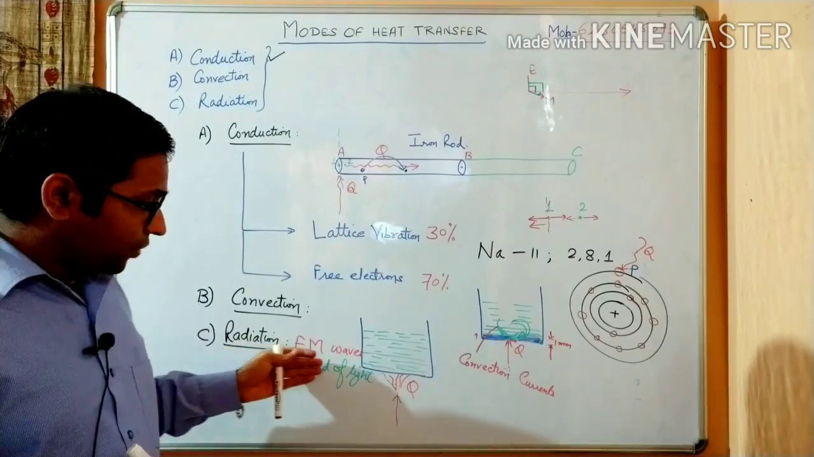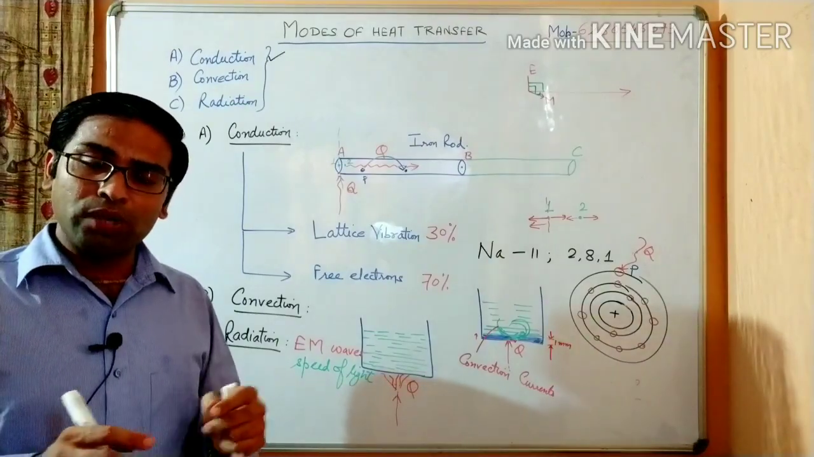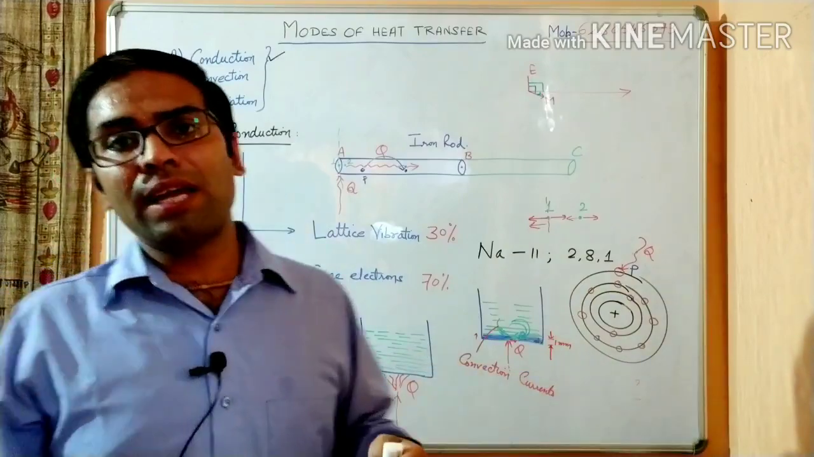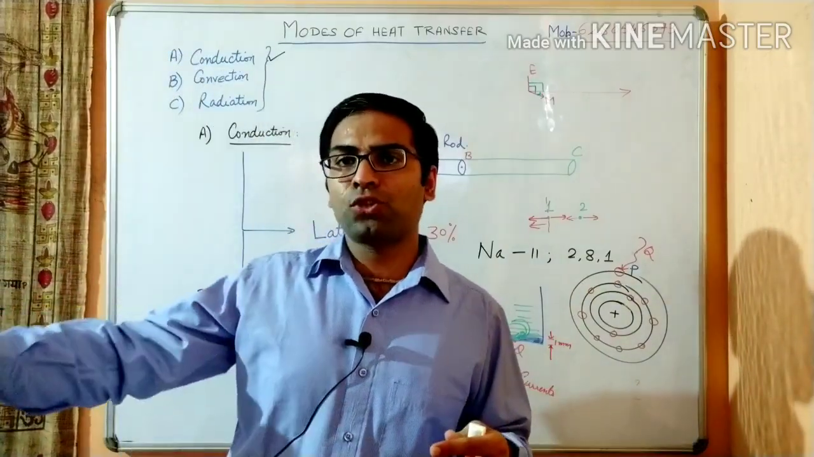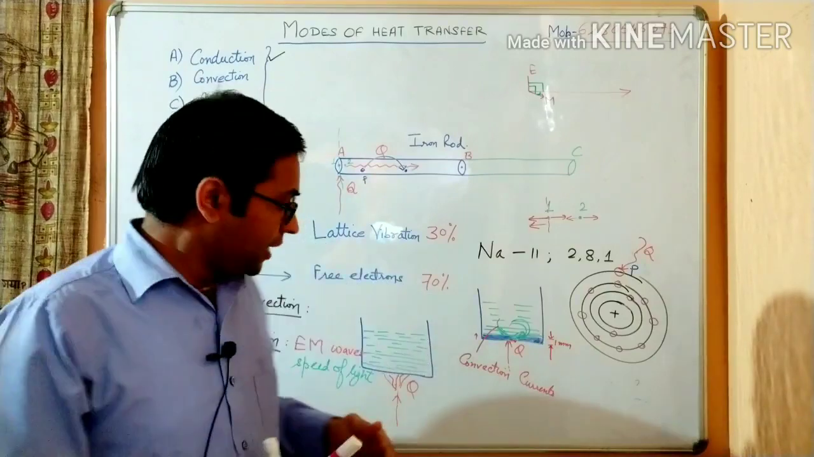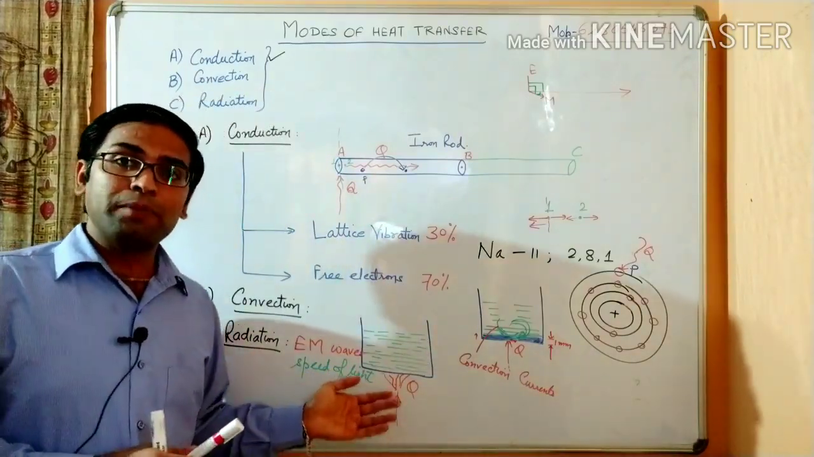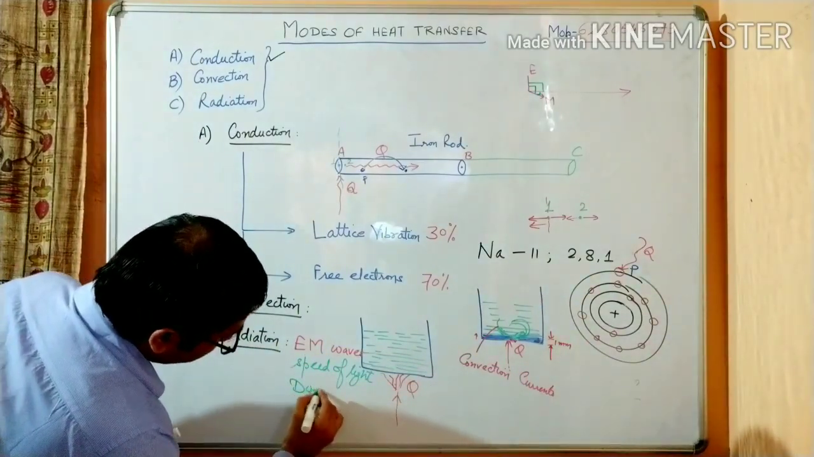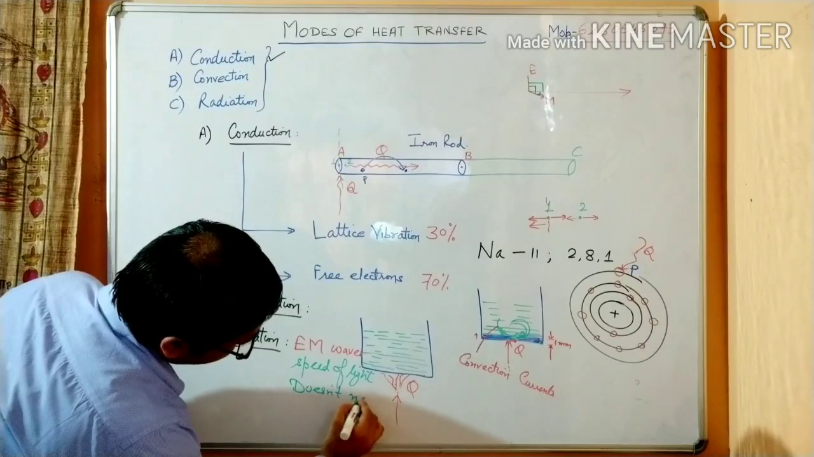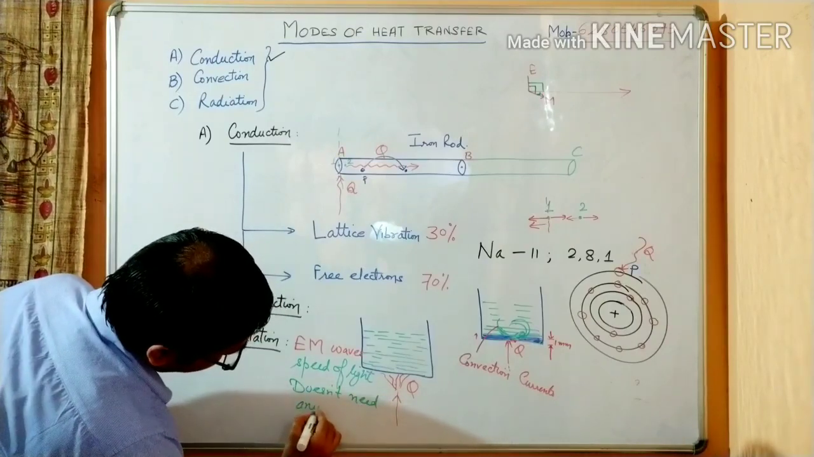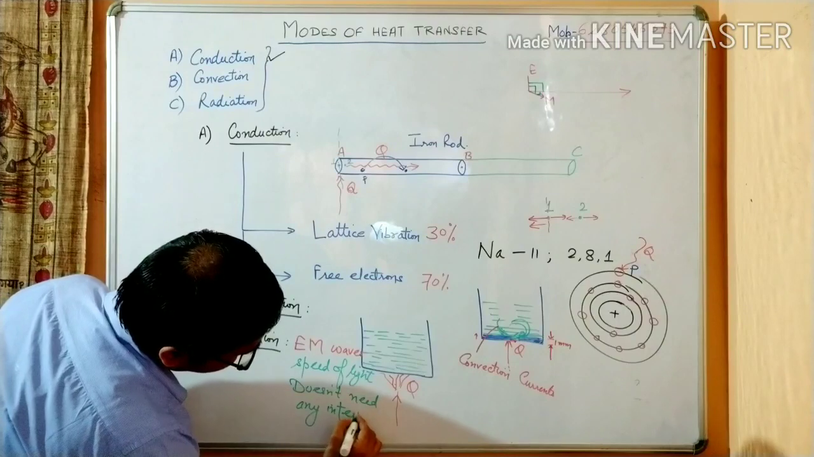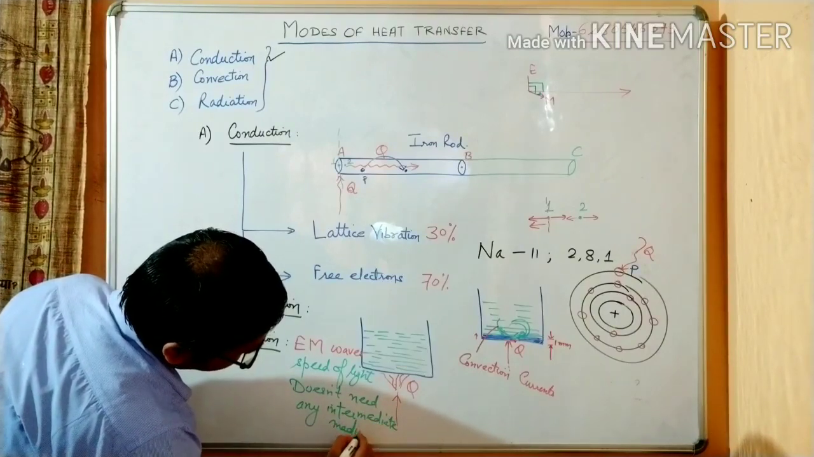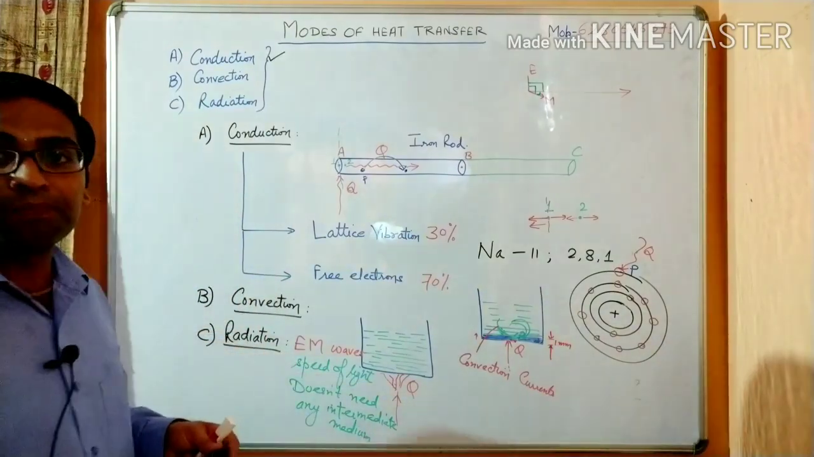So radiations are electromagnetic waves. That means they carry two different fields, electric field and magnetic field, which are mutually perpendicular to each other, as well as perpendicular to the direction of propagation of the wave. Second, electromagnetic waves travel at the speed of light. And third, they don't need any intermediate medium to travel. So these are the three important factors.